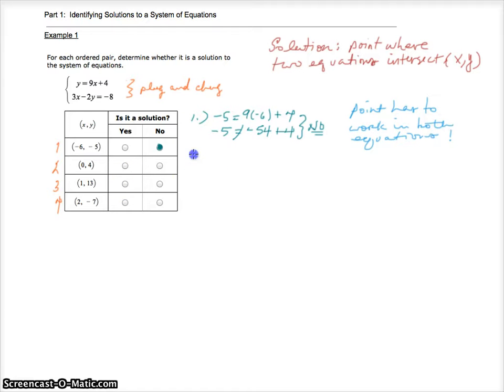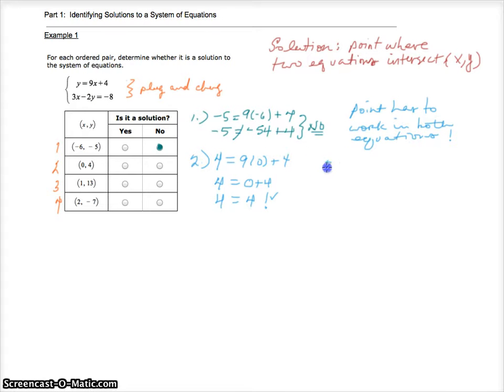Let's look at number 2. I'm going to look at the point 0, 4, and I'm going to plug it in up here. So we're going to start with 4 equals 9 times 0 plus 4. Well, that equals 4 equals 0 plus 4, which does in fact make it true. 4 does equal 4. Okay, so this one checks out. So let's go check the other equation.